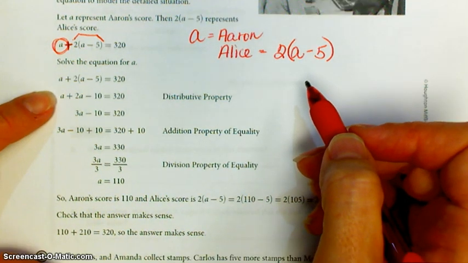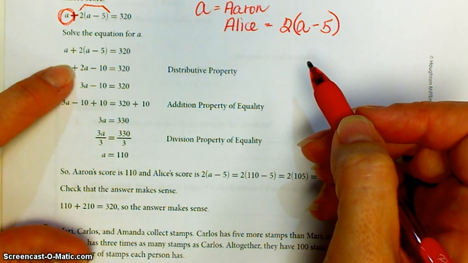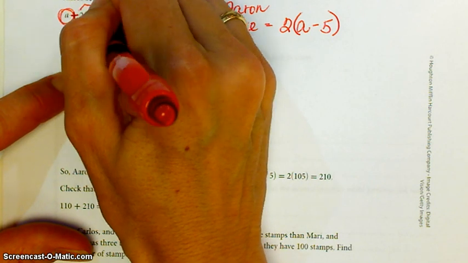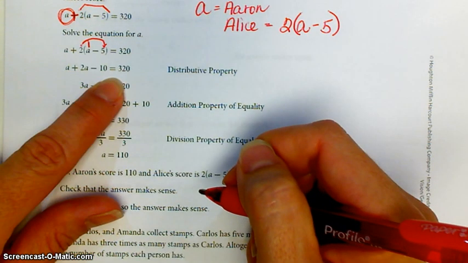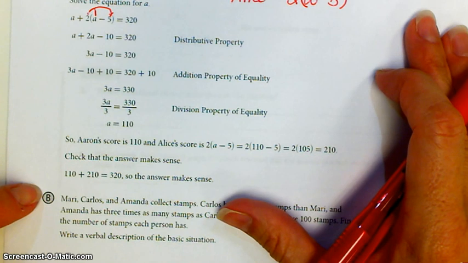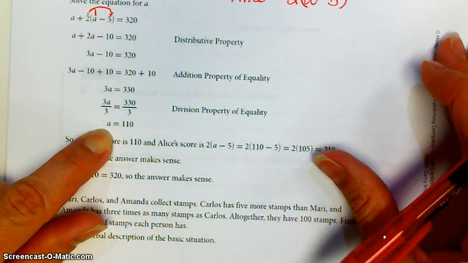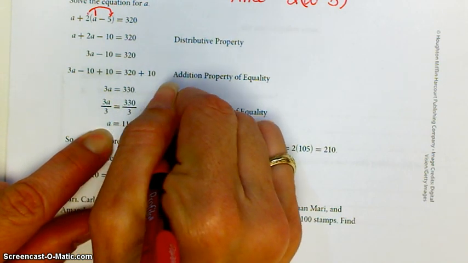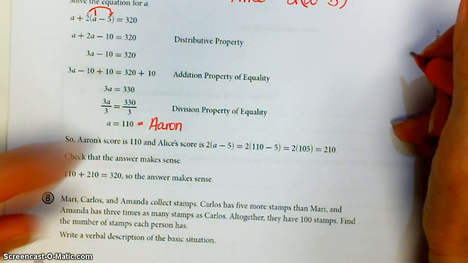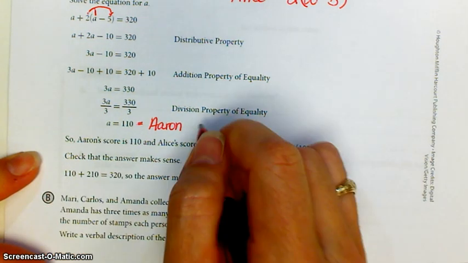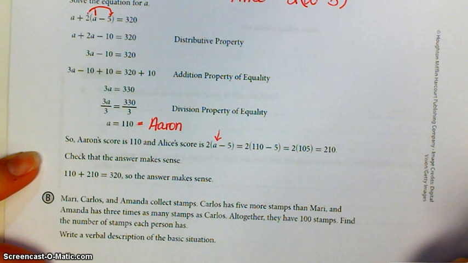And then all you have to do is plug in and distribute. Distribute means I'm going to take that 2 and multiply it by the A, take that 2 and multiply it by the -5, and that's what I get here. And then I just combine everything and I can finally come down here, and A, remember, stands for Aaron's score. So 110 is Aaron. I still have to do a little more work to figure out Alice's score. But I know Aaron's is 110, and so I put that 110 right there. 110 minus 5 is 105, and twice 105 is 210.